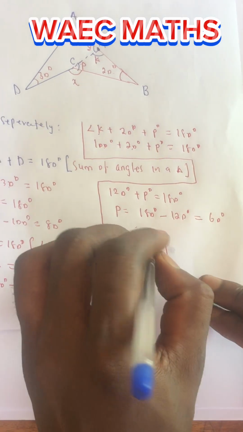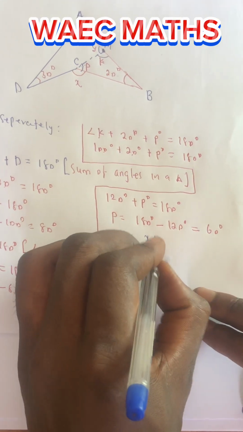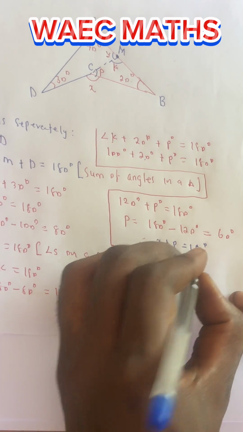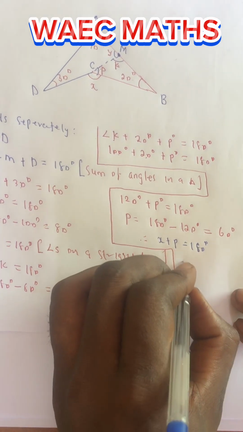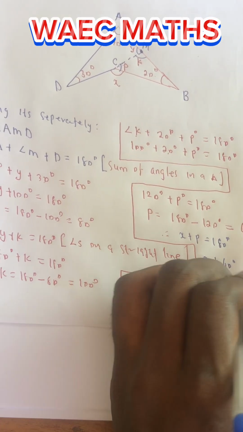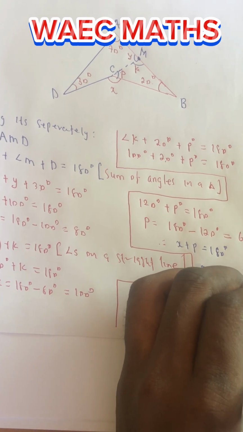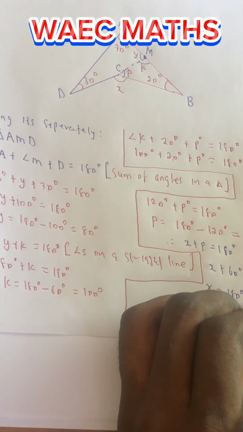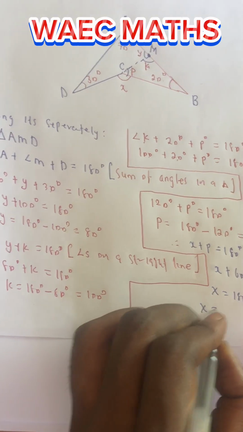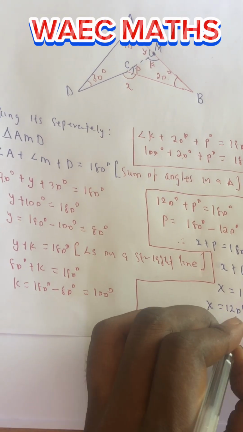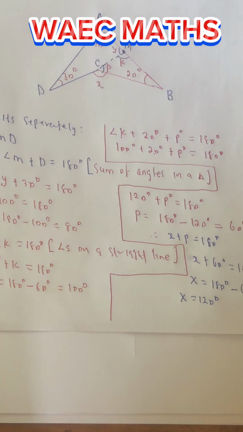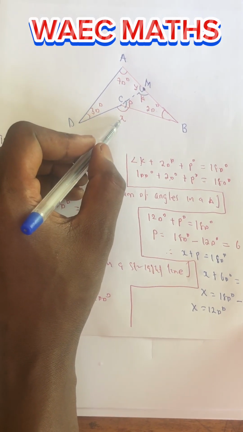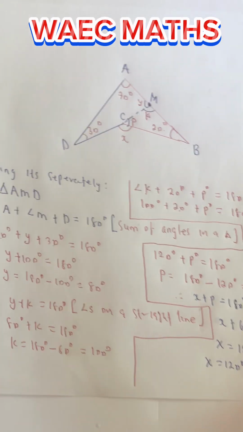So if my P here is 60 degrees, we can now say that x plus P is equal to 180 degrees. That's angles on a straight line. So my x plus 60 degrees is equal to 180 degrees. So our x is 180 degrees minus 60 degrees. Our x is 120 degrees, which is the correct answer to the question. So the value of x here is 120 degrees.